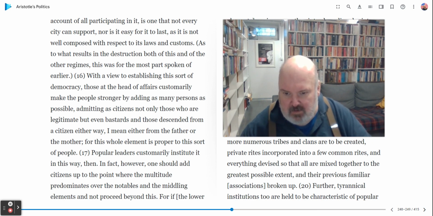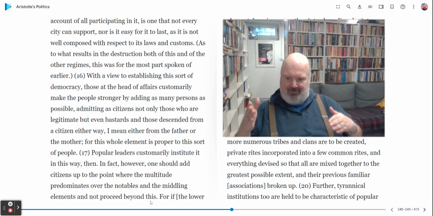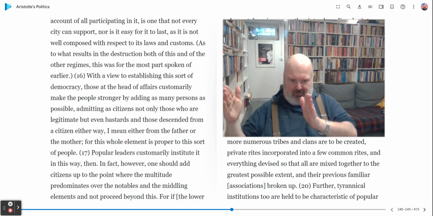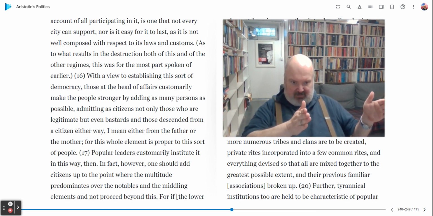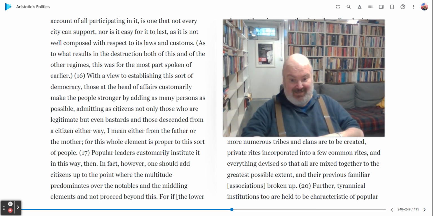Then, however, one should add citizens up to the point where the multitude predominates over the notables and the middling elements, and not proceed beyond this. This is the first time he mentions middling elements so far. In other words, the multitude of the people should not exceed the notables and the middle. Anything more than that, and it goes wrong.